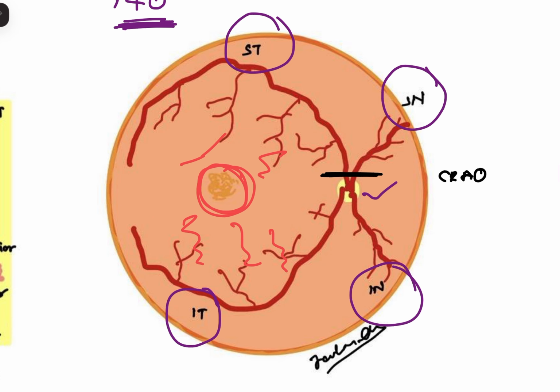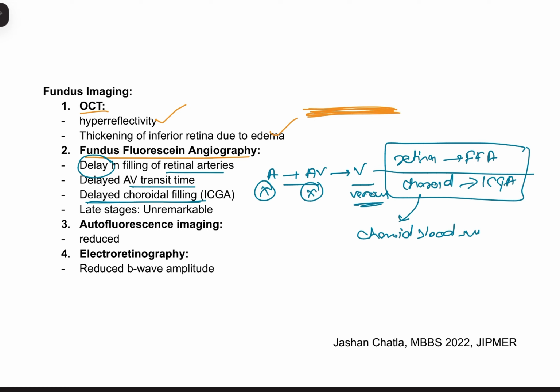Then delayed choroidal filling. If choroidal circulation is also gone, you are speaking about retina, right? You know one thing, right? Retina, fundus fluorescein angiography. Choroid, what do you do? ICGA, indocyanine green angiography. This is something which we must remember. So if you are seeing delayed choroidal filling, it means the choroid blood supply is gone, right? So where do you think the occlusion can be there?